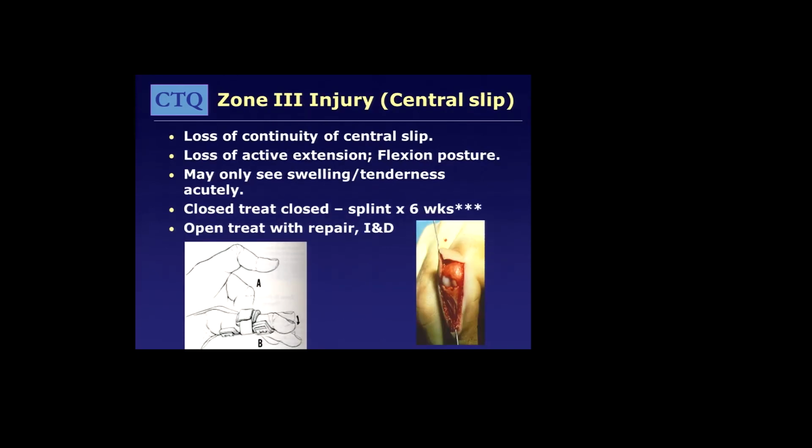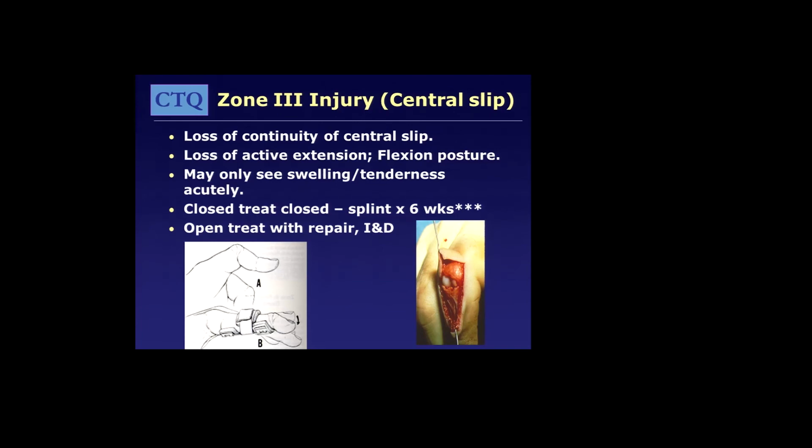Moving on to extensor injuries, remember that zone 3 is the dorsal aspect of the PIP joint. These are central slip injuries that eventually lead to boutonniere deformity. These injuries constitute loss of continuity of the central slip. Patients will come in with lack of active extension and a flexion posture of the joint.